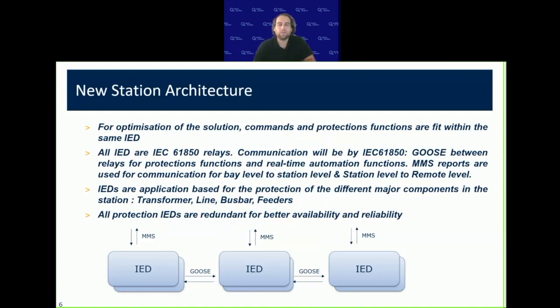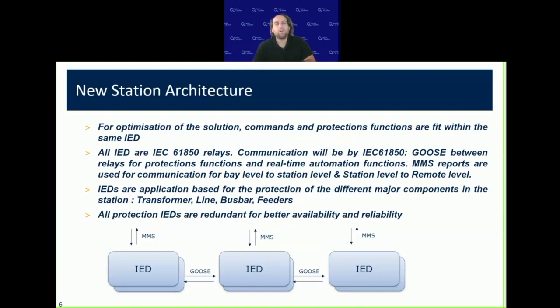There are some exceptions for auxiliary relays, as they are legacy technologies, but in the future years we'll work to have them in 61850 as well. And then the communication, while we're using the full potential of the 61850, so using the GOOSE for exchange between the different IEDs, and MMS between the bay, station, and remote levels.